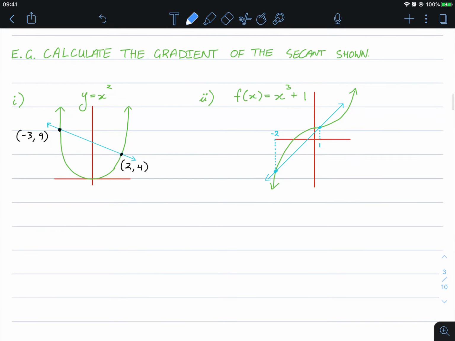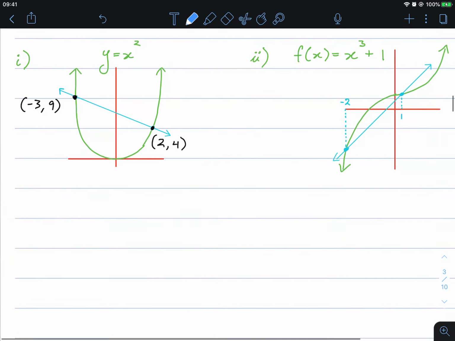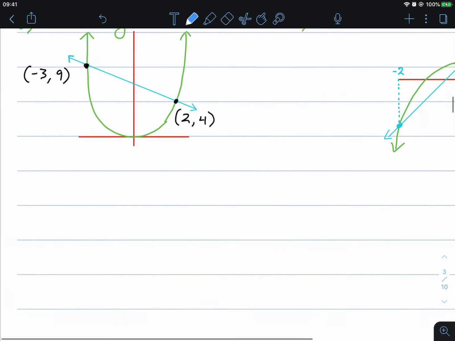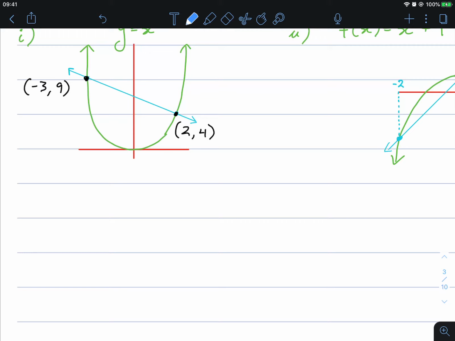Let's do 2 examples here. You can pause the video and give it a go yourself. Here we go. Let's calculate this gradient. The gradient is calculated as m equals (y2 minus y1) over (x2 minus x1). That's going to be 4 take away 9, over 2 take away negative 3. That's negative 5 over 5. The gradient is negative 1.